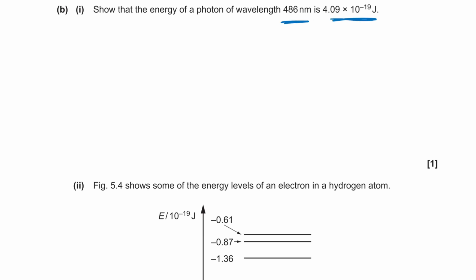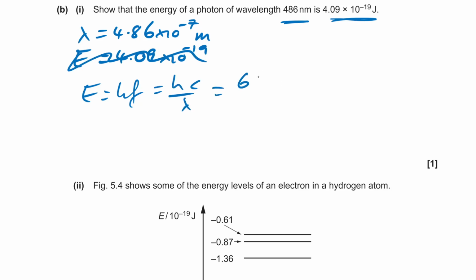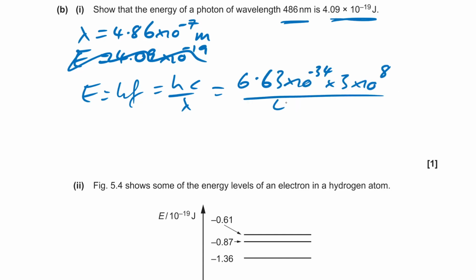I'm really annoyed now. So we have wavelength, we have energy. We know that E is equal to hf, but we have wavelength instead, so that's equal to hc over lambda. Oh wait, we're trying to find the energy, aren't we? Whoops. So that's Planck's constant times the speed of light divided by the wavelength. And that does give us bang on 4.09 times 10 to the minus 19 joules.